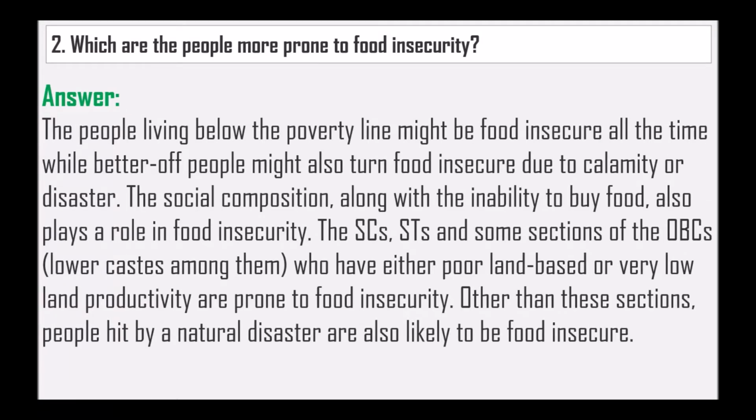Which are the people more prone to food insecurity? People living below the poverty line might be food insecure all the time, while better off people might also turn food insecure due to a calamity or disaster.